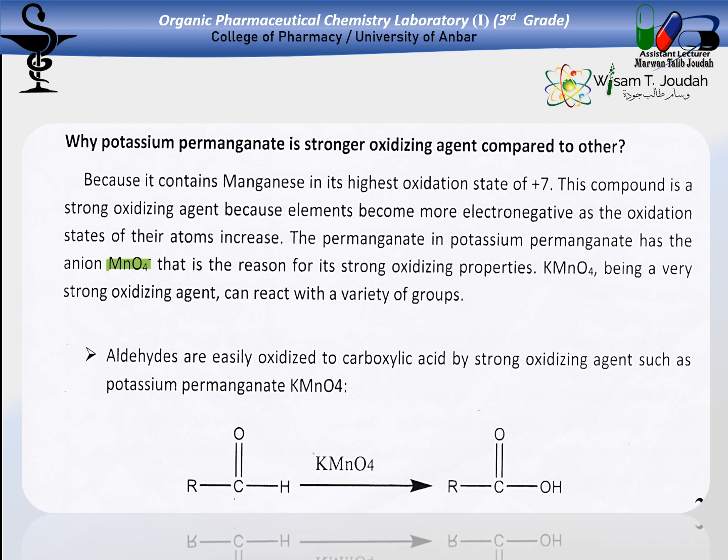Being a very strong oxidizing agent, it can react with a variety of groups. Aldehydes are easily oxidized to carboxylic acids by strong oxidizing agents such as potassium permanganate. So if we consider, let's say, benzaldehyde or any aldehyde, aromatic or aliphatic, we will be converting the aldehyde into a carboxylic acid by using KMnO4 as an oxidizing agent.